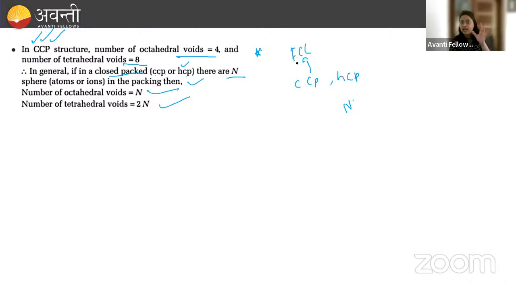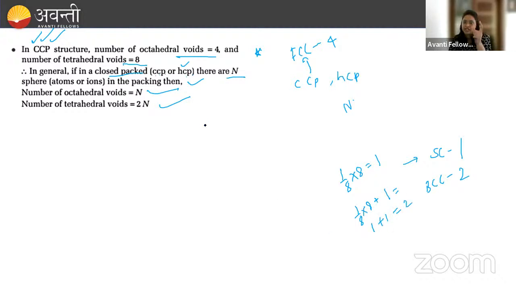Any doubt in this? FCC contains how many atoms? 4. Simple cubic contains how many atoms per unit cell? 1. BCC contains how many atoms per unit cell? 2. How can you determine them? I have shown the formulas also. Here all the atoms are present at the corners. That's why they contribute 1/8 each from 8 corners of a given cube, and total atoms are 1. For BCC, 8 corners have 1 atom in total, as well as 1 in the center. So this contributes 1 plus 1, there are 2.